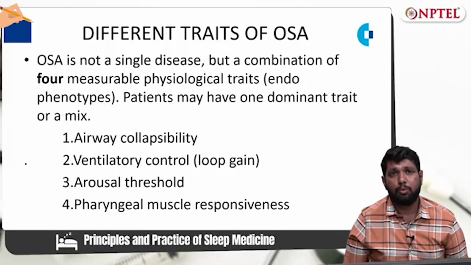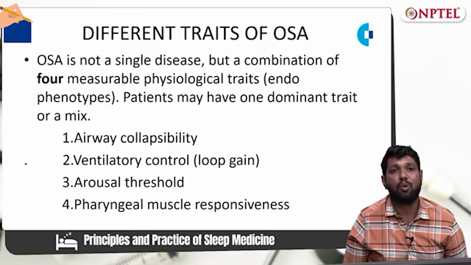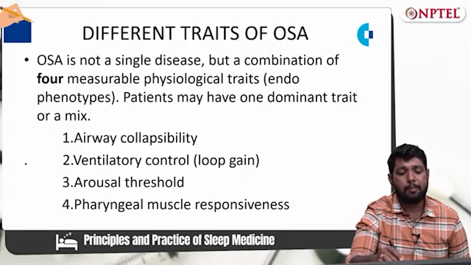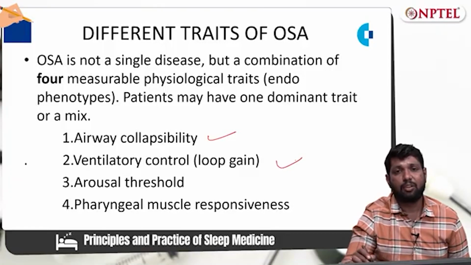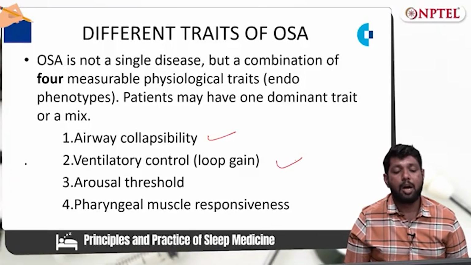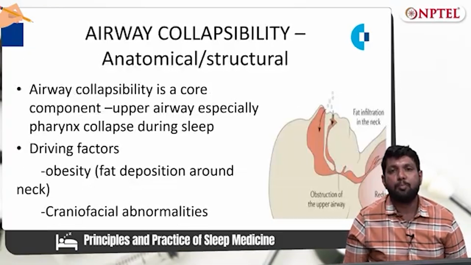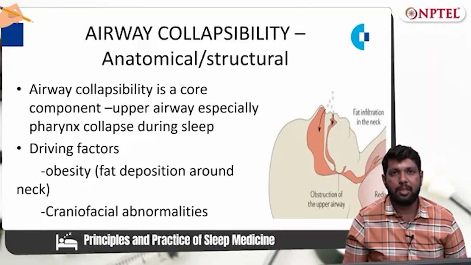So, we are moving on to different traits of OSA. See, OSA is not a single disease but a combination of 4 measurable physiological traits, which are called endophenotypes. The patient may have one dominant trait or a mix. The 4 important traits of OSA are airway collapsibility, ventilatory control or loop gain, arousal threshold and pharyngeal muscle responsiveness. The first important trait is airway collapsibility, which is anatomical and structural factors.